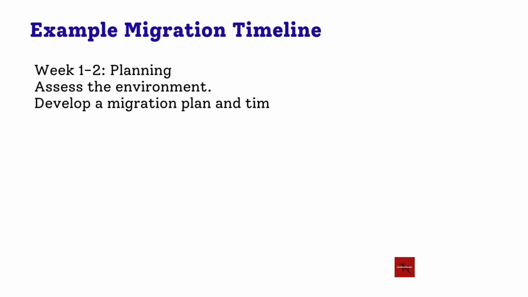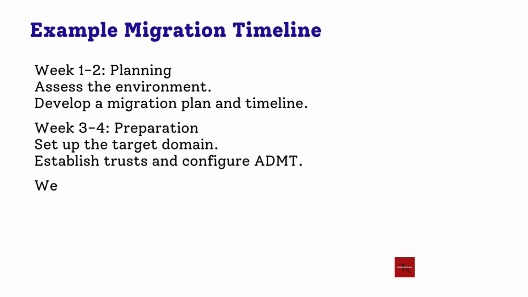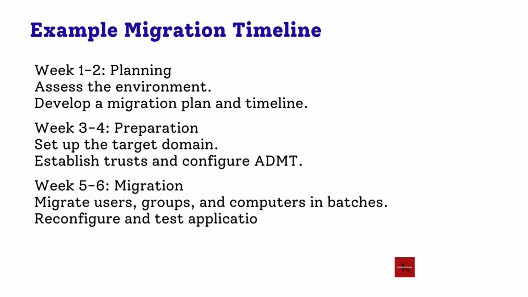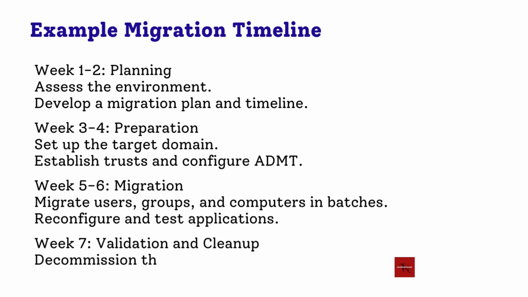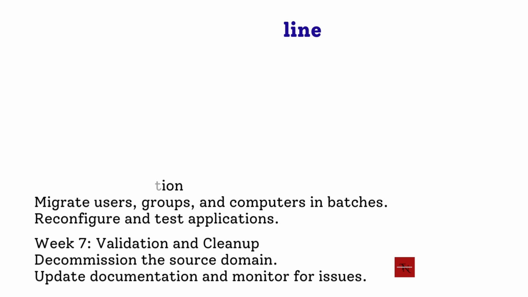If you want to do a migration, you need to plan for one or two weeks before. Assess the environment, develop a migration plan and timeline. In weeks 3-4, do the preparation: set up the target domain, establish trust, and configure the Active Directory Migration Tool. In weeks 5 or 6, migrate users, groups, and computers in batches, and reconfigure and test applications. Then do the validation and cleanup. Decommission the source domain, update documentation, and monitor for issues.